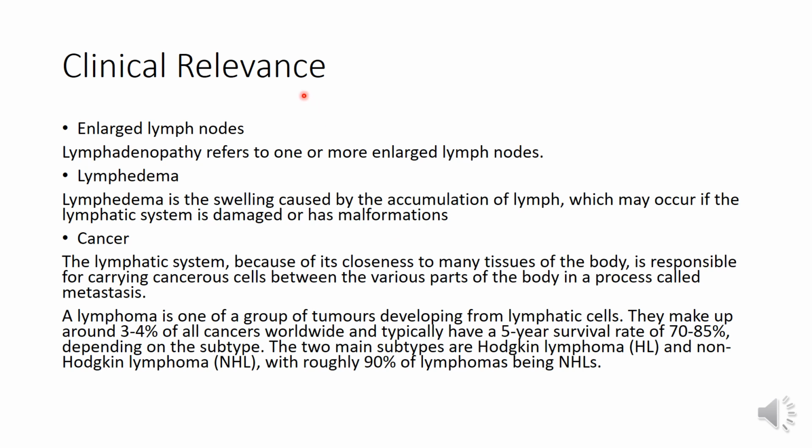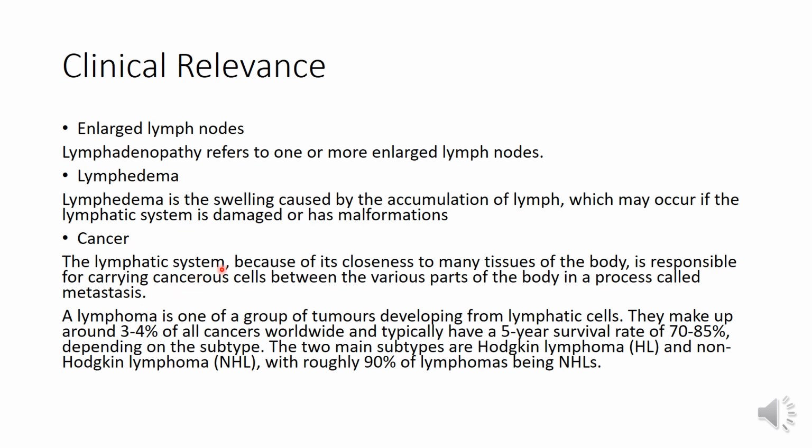Lastly, about the clinical relevance of the lymphatic system. Some abnormalities of the lymphatic system include enlarged lymph nodes. That condition is called lymphadenopathy. Then there is something called lymphedema. It's a swelling caused by accumulation of lymph. Then there is a cancer of the lymphatic system, called lymphoma.